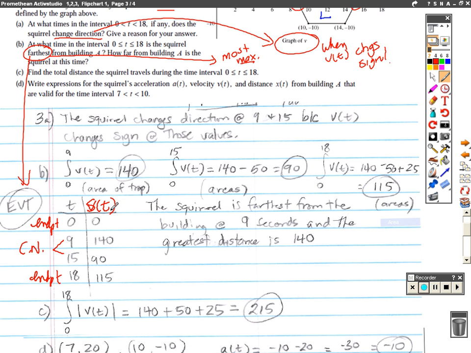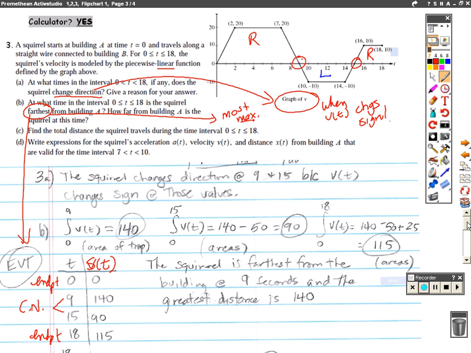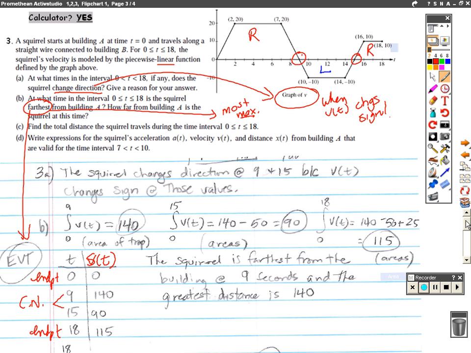Well, that's going to be really easy because this is a geometry problem. They already told us at time 0 the squirrel was at building A, so that's why I said that the squirrel had not traveled anywhere and his position was 0. At 9, I'm going to use area, and I'm going to find the area of this trapezoid, literally geometry, and the area of that trapezoid turns out to be 140.